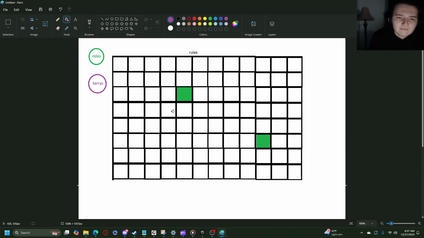A couple of interesting rules that I put in for these things is that berries are not able to reproduce if the berry that it's reproducing wants to be on the same square as the reproducer. This makes it so that there is a statistical likelihood that a plant will just not be able to reproduce because of circumstances that are outside of the control of the plant. The same goes for mites.